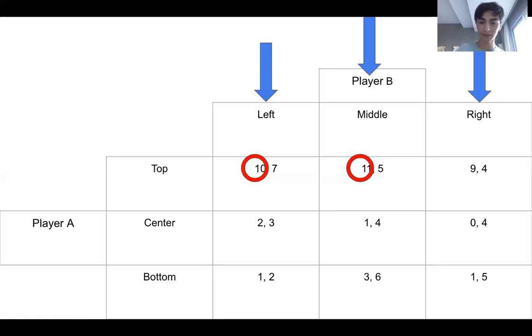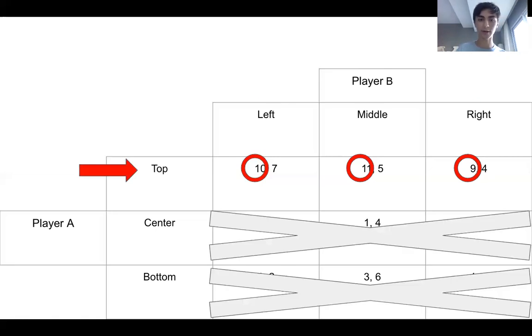Third verse, same as the first two. Player A is going to continue to choose top because it's 9 versus 0 versus 1. So player A is going to choose top. So we can completely eliminate both options center and bottom because no matter what player B chooses, player A is going to choose top. So we cross that out.